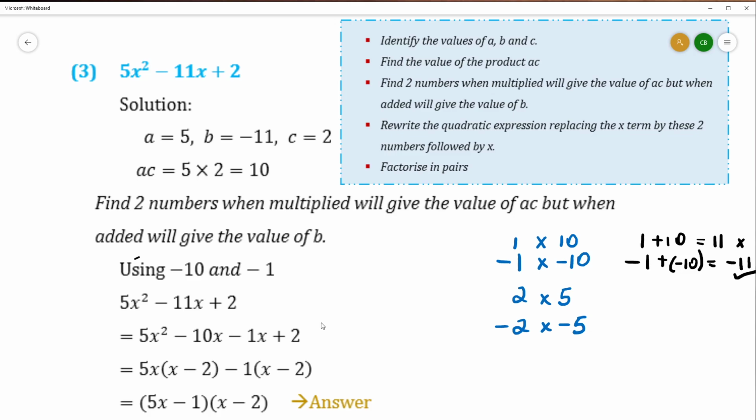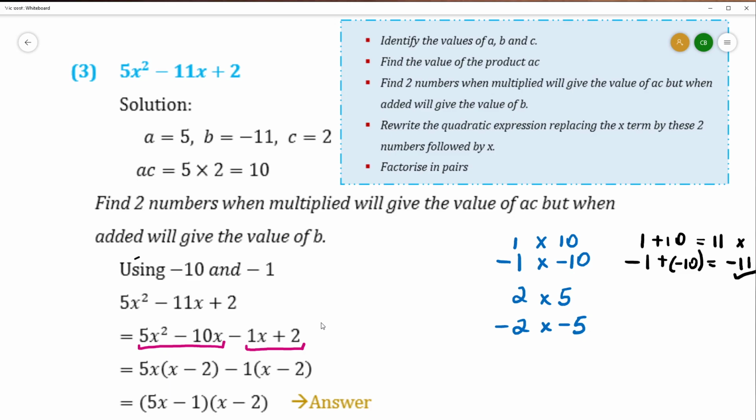So if we look at the first two terms, we can see that we can factorize 5x and we'll be left with x minus 2 in brackets, as well as if I look at the second pair of terms, I would see that we can factorize minus 1 and I'll have x minus 2 in brackets.